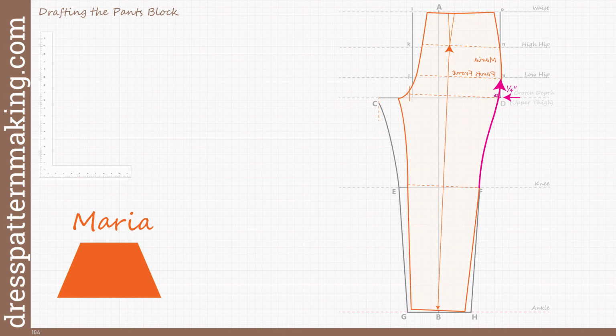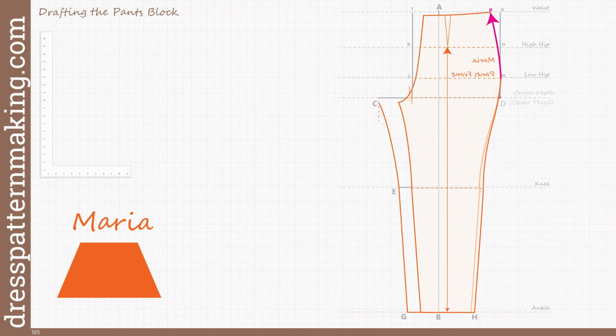I will line up the front block on the knee line and pivot until the crotch touches point D2, which is 1/4 inch in from point D. Then trace the front side seam up to the hip point M. I'll move the front block to line up the horizontal lines, the hip line, the low hip, high hip, etc. And trace the front block from point M at the hip up to the waistline and mark point P.